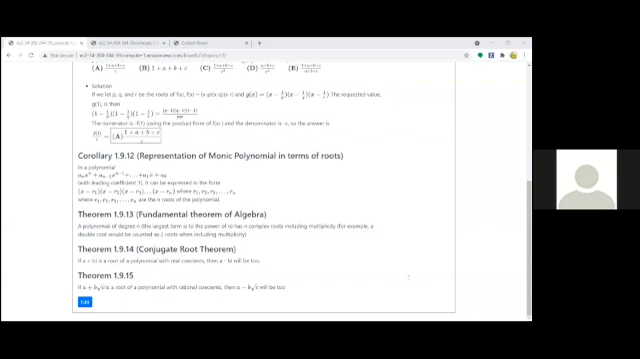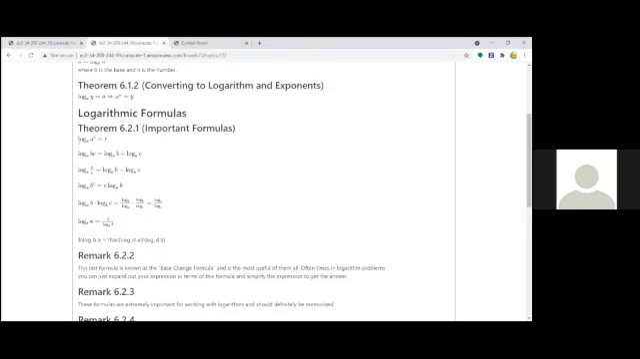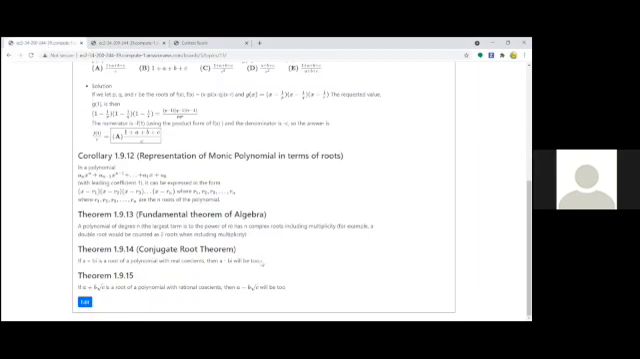Okay, so before we start the test, we're going to need to know a few theorems. One of the more important ones is this one, the conjugate root theorem. So remember that one. And you're also going to need a few of these logarithm formulas, but those are less important. It's mainly this one.